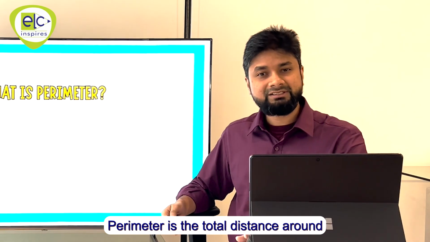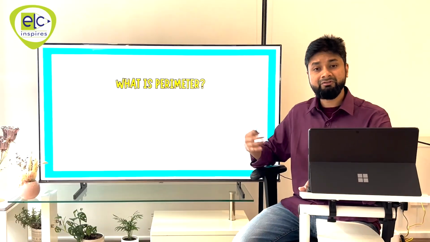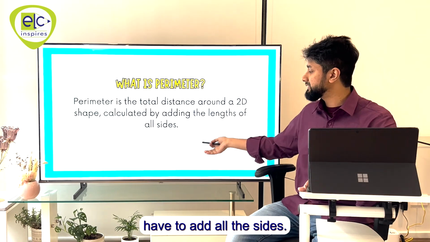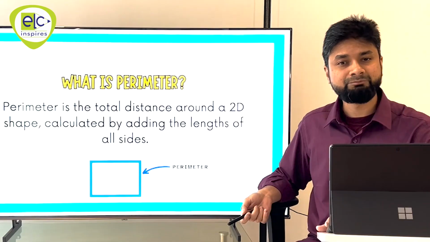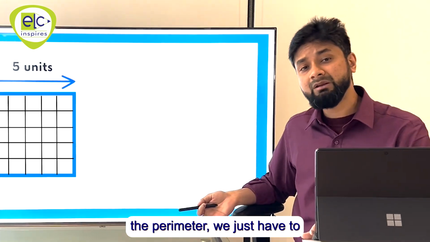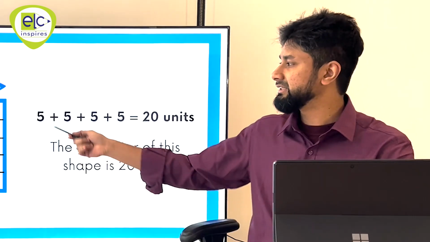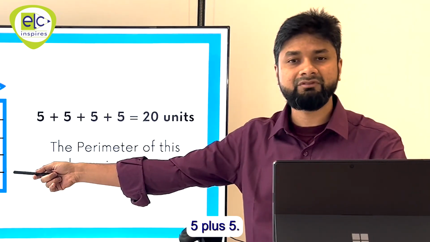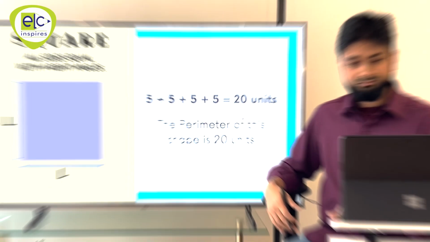So what is a perimeter? Perimeter is the total distance around a 2D shape. To find the perimeter, you just have to add all the sides. For example, this is the perimeter. So if the length of a square is 5 units, to find the perimeter, we just have to add all the sides. That is 5 plus 5 plus 5 plus 5. That is going to be 20 units.